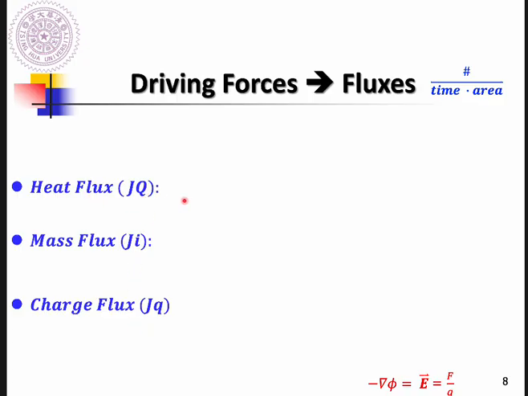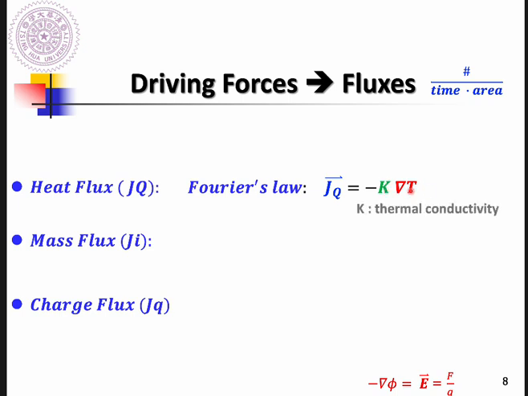For the heat flux, you have learned a quite famous law, which we call Fourier's law. The heat flux equals minus the thermal conductivity, kappa, times the temperature gradient. This is how we measure the thermal conductivity, right? You can measure the heat flux and divide it by the temperature gradient.